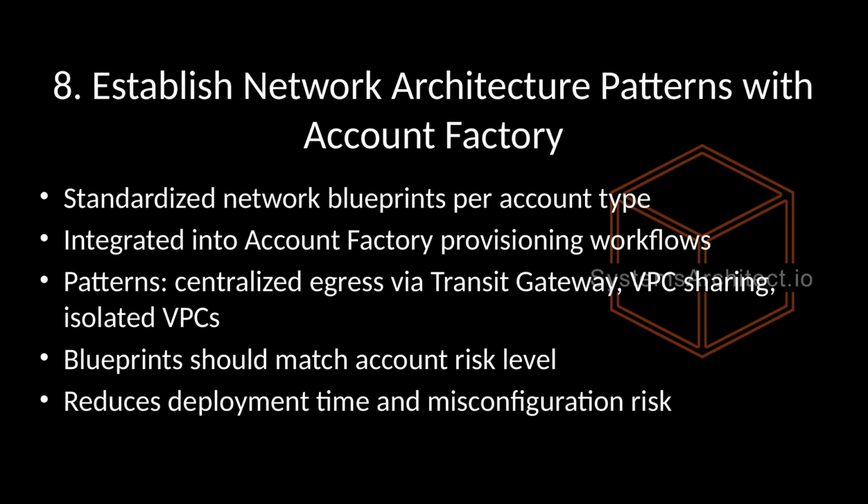8. Establish network architecture patterns with Account Factory. Every new account eventually needs to connect to something: shared services, the internet, or other accounts. Standardized network blueprints wired into Account Factory's provisioning workflow connect every account the same intentional way. Common patterns include centralized egress through a transit gateway, shared VPCs, or fully isolated VPCs for sensitive workloads. Pre-built templates cut deployment time and reduce misconfiguration risk.